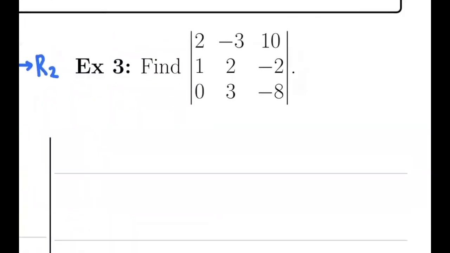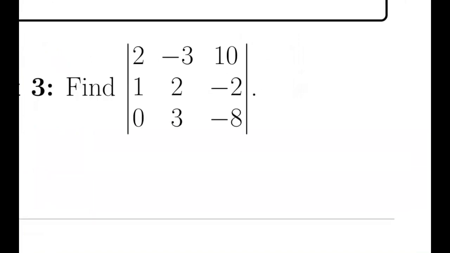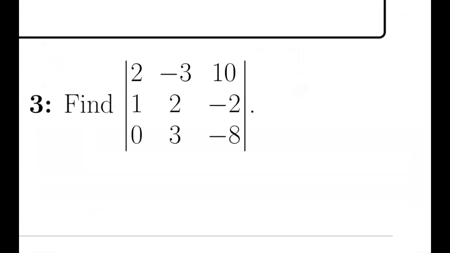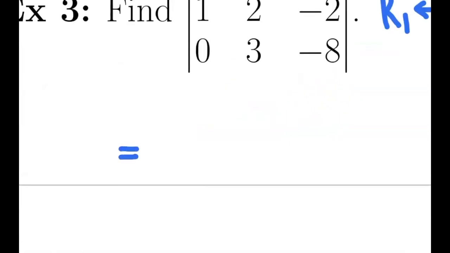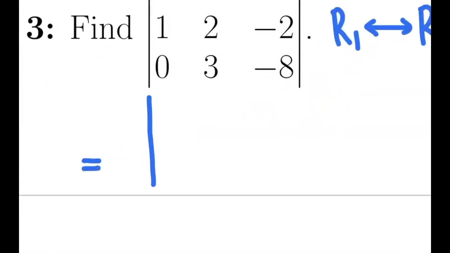So for the third example, we don't have that many zeros. So I can't just swap 2 rows and boom, it's triangular. So I need to create more zeros. And a wonderful way of creating zeros is using row operations, right? So I'm going to start off by interchanging the first and the second rows just to get that 1 in the upper left. So swap the first and the second rows. So this is going to equal this.